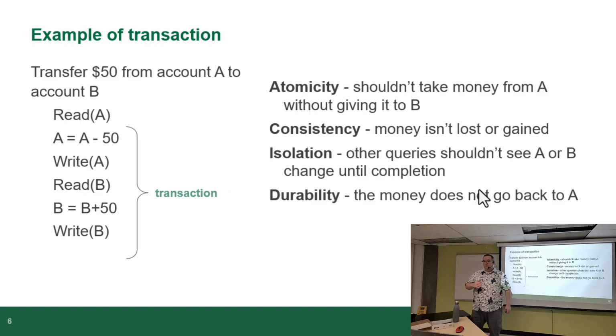Durability. Once it's written to B and it's committed, it doesn't go back. It just doesn't magically go back to A. So A lost $50, B gained $50. That's it. If the server were to restart, A suddenly doesn't go back to 100 and B to 0 or whatever.